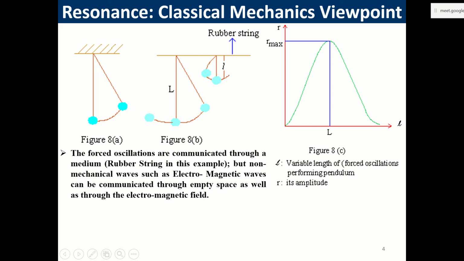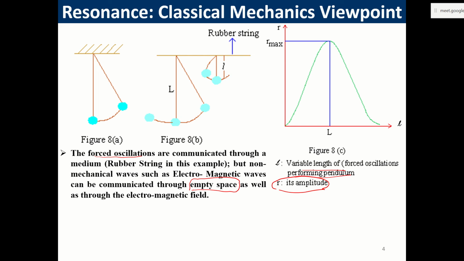So this is the idea from classical mechanics, and the essence of this is taken even into quantum mechanics. This is what makes it so: the variable length of the pendulum, and R is the amplitude. This is what I was saying. The forced oscillations are communicated through the medium, the rubber, in this classical sense. Now when we are talking about electromagnetic waves, the same thing can happen through empty space. We don't need a medium.